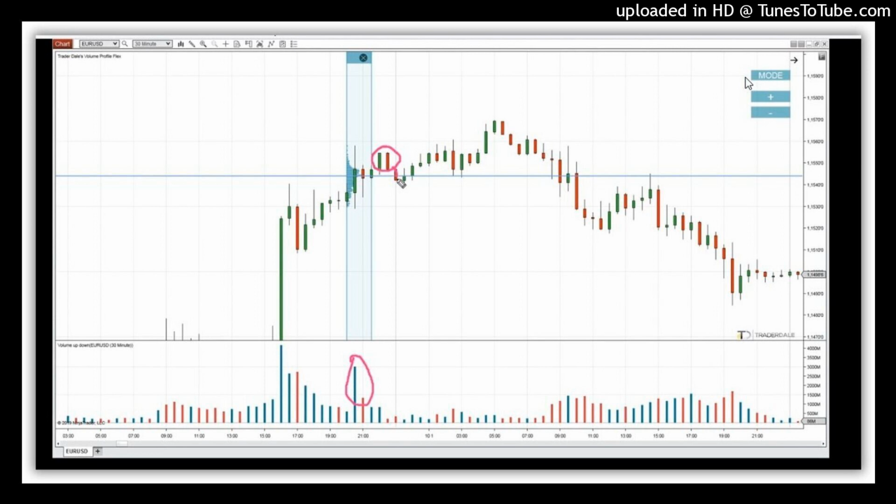Alright, if it was 3 pips, it would still be discarded. 4 and more, I wouldn't discard the trade. Alright, but if it's 2 or 3 pips, it's definitely best to discard it.